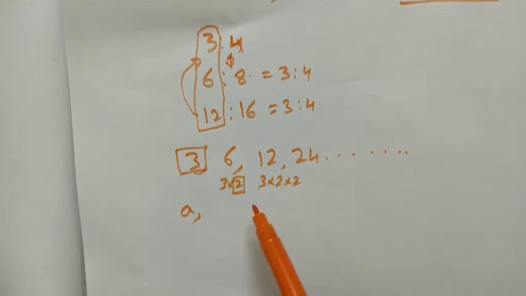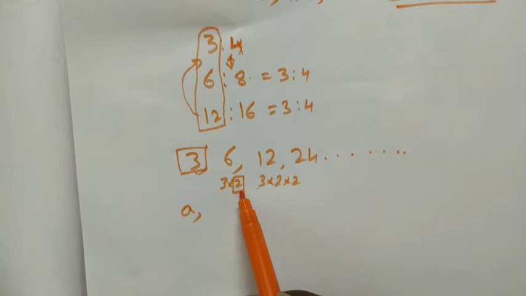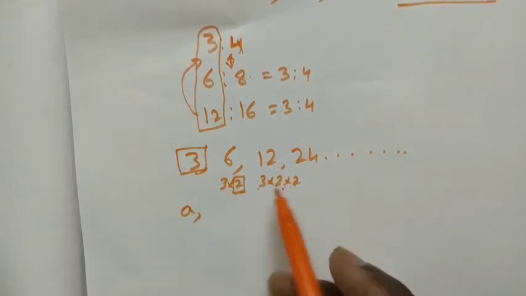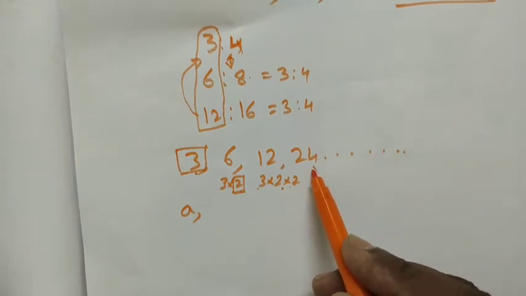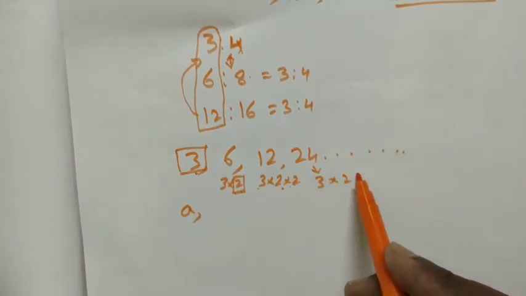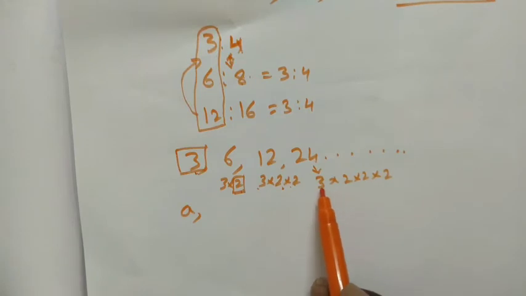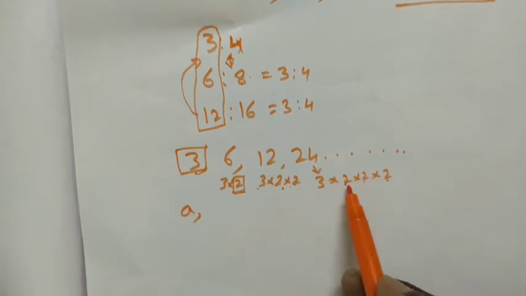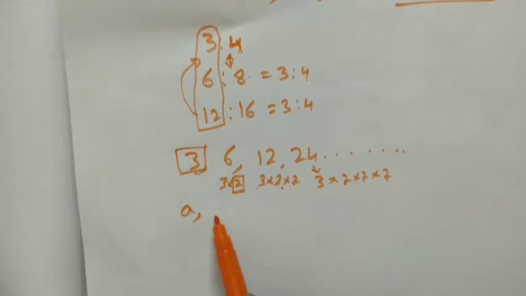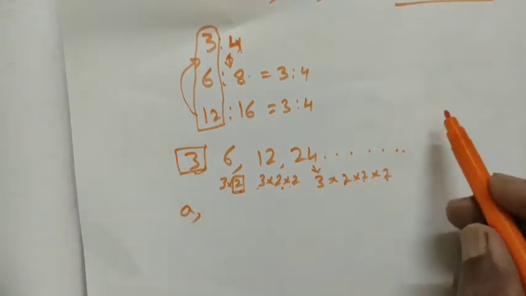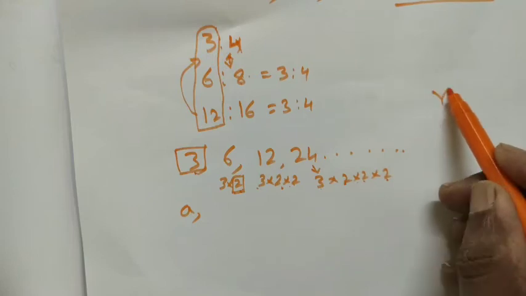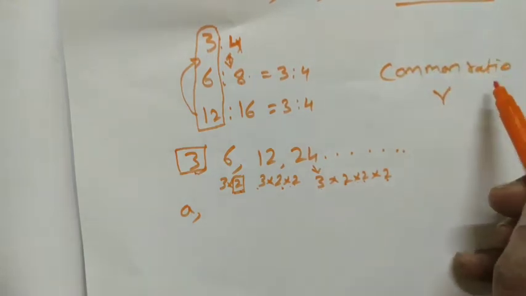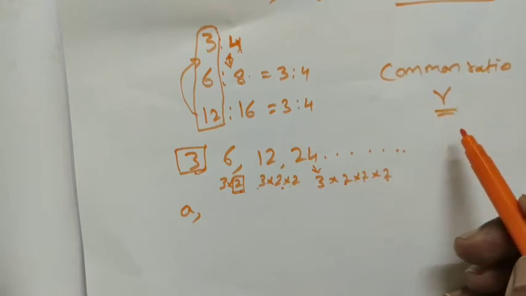Preceding order means increasing order. First one, only 1 two is multiplied with this a. And second time, 2 times is multiplied, and then third time we see that 3 into 2 into 2 into 2. 3 2s are 6, 6 2s are 12, 12 2s are 24. So the preceding order is in the form of a. The common ratio is always denoted by a small r, that is the common ratio.